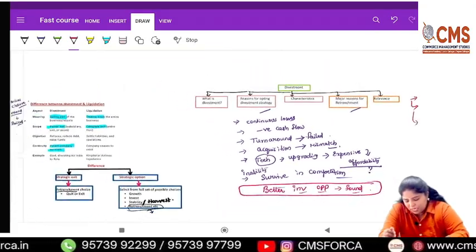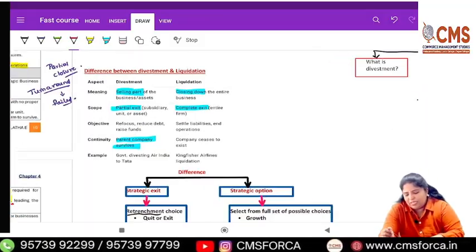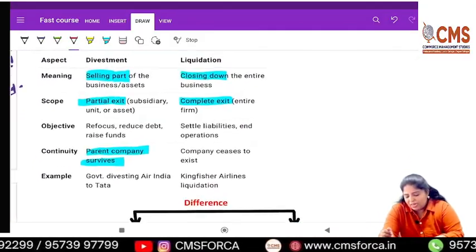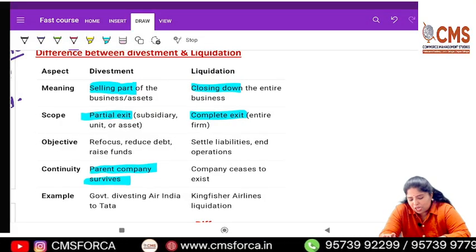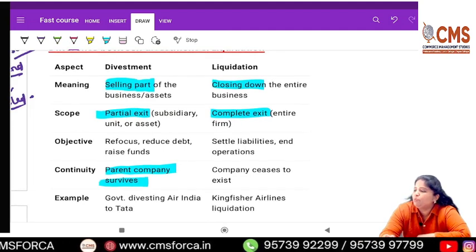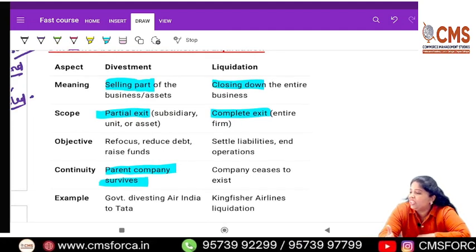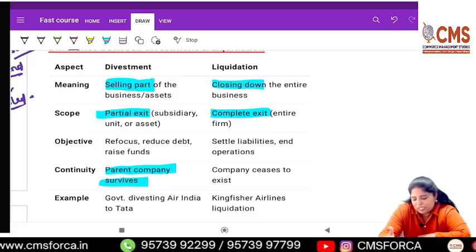Are we clear with this? Yes. Go ahead and take a look at these points. I just made a set of points which explain what the major difference between divestment and liquidation is.